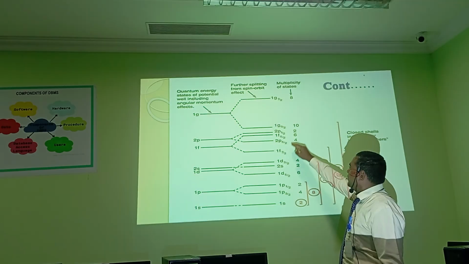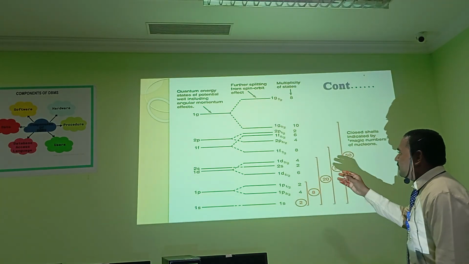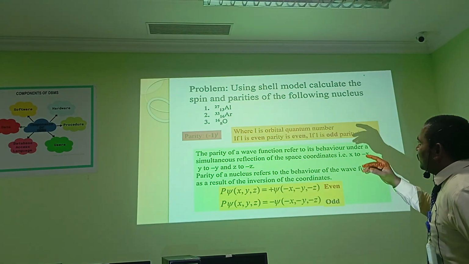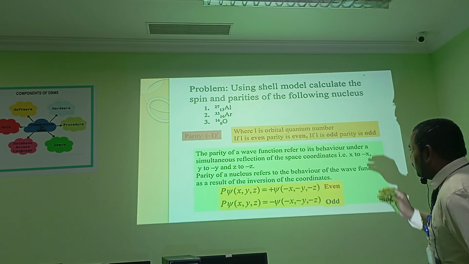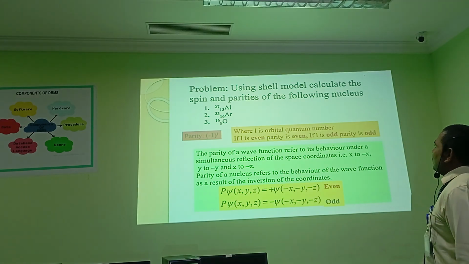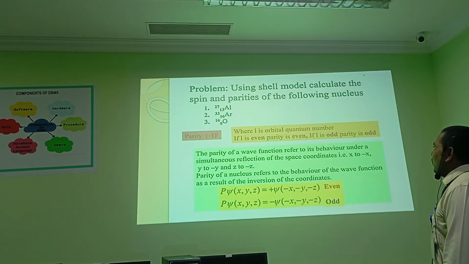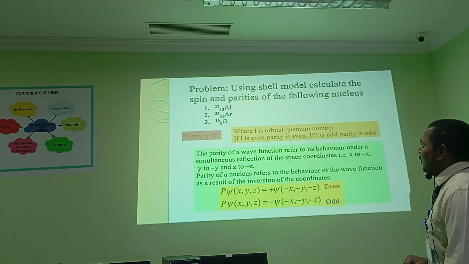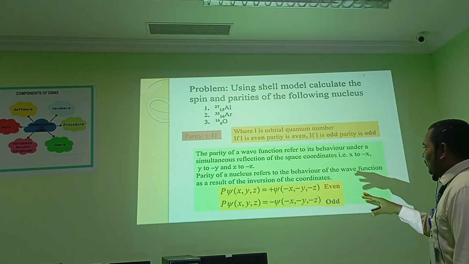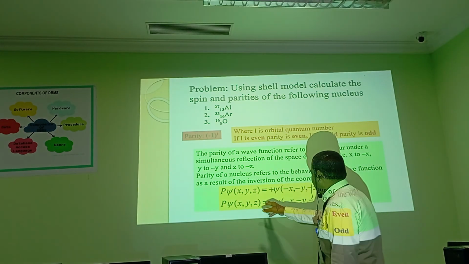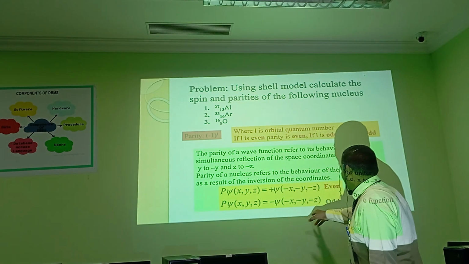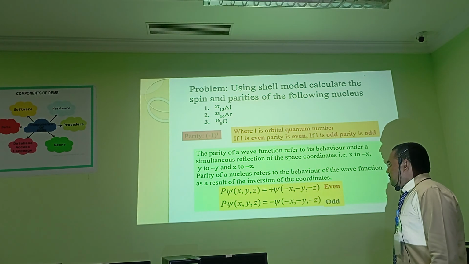We follow the energy of the shell model. Yes. This is also one of the very common problems for the exam pattern. By using the shell model, calculate the spin and parity of the following nuclei: aluminum, argon, and oxygen. We will follow the energy levels, and we follow the even number and the odd number.